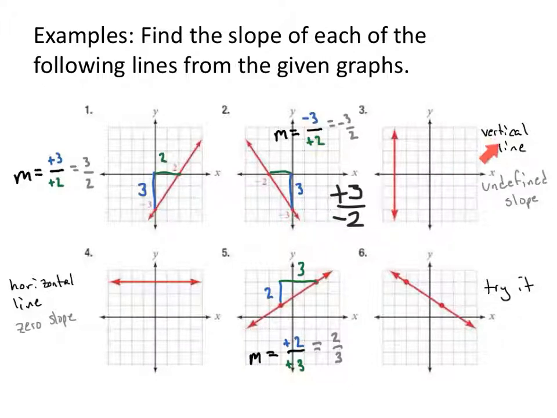Example number 3 is a vertical line, so I know that's an undefined slope. Don't ski off of that. Be safe. Horizontal line. Nice flat surface. Your car's not going to roll. That's a 0 slope.